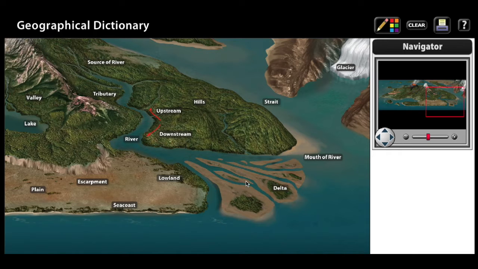A divide is a stretch of high land that separates river systems. Downstream is the direction in which a river or stream flows. So if this is upstream up here, where the source of the river is, downstream is where it's moving in this direction. Upstream is against the current, downstream is probably with the current. An escarpment is a steep cliff or slope between a higher and lower land surface. You can see that right here.